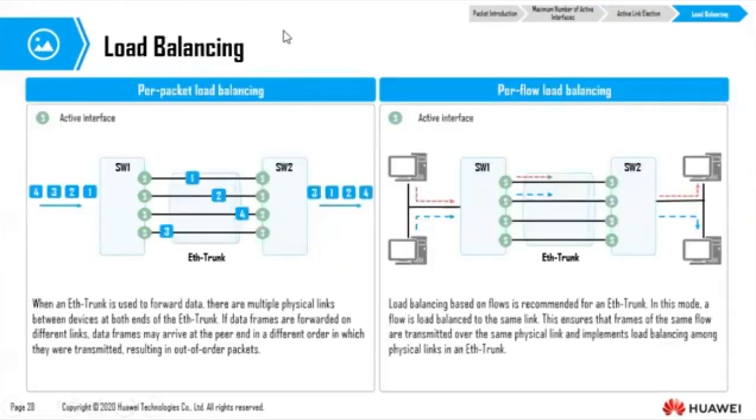Okay. So let's look at how packets are sent through the individual interfaces on an Ethernet trunk. Now, packets can be sent in one of two ways. The first way is what we call what? Let's read this together. And the second one is per flow load balancing. So you really need to understand the difference between these two.